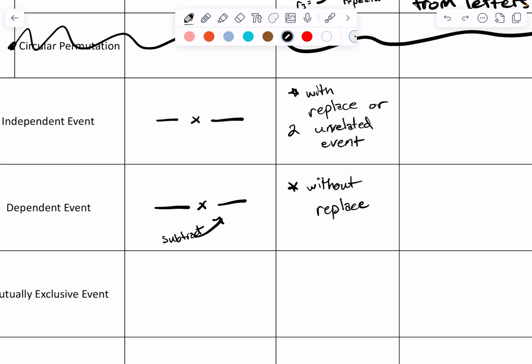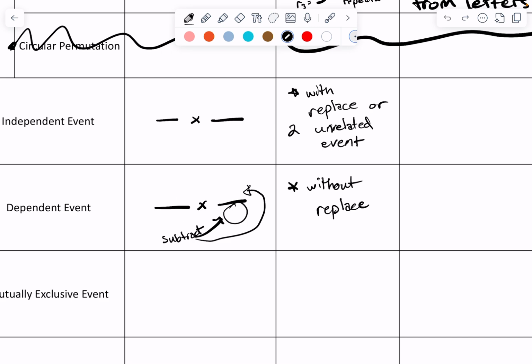Versus dependent, you're multiplying the two fractions together, but you're subtracting from this number. Now, you may also be subtracting from the top number if they say, like, I want 2 sevens, right? So there are 4 sevens. Don't write this down. 4 sevens out of 52 to begin with. Then there's 51 cards, but there are only 3 sevens now, okay? So if you're doing the same card, you'd have to subtract from the top number as well.